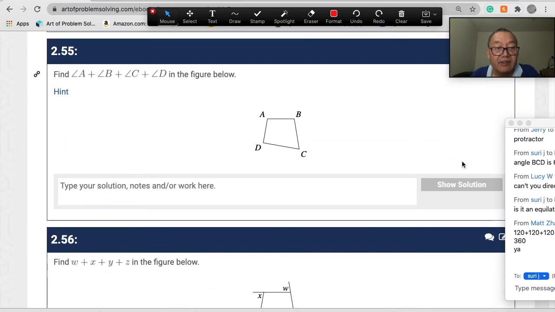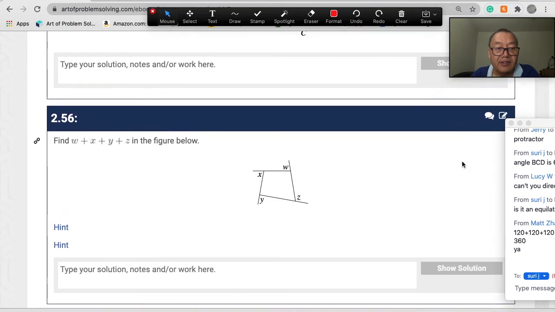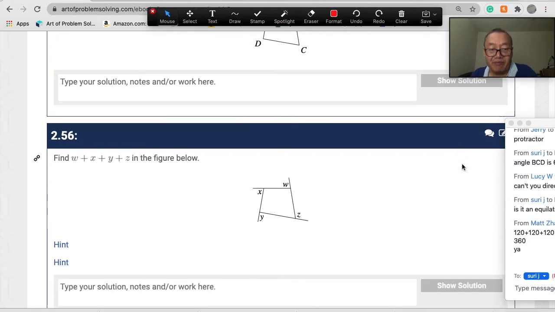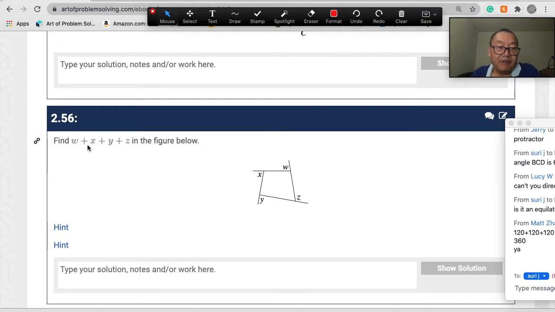Okay. Yeah, this one I think is interesting. Find the sum of these 4 exterior angles. Everybody, do you know this one? This is for a general quadrilateral. Suppose this one is A, this one is B, this one is C, this one is D. What is the sum of these 4 angles? The conclusion is that it also equals 360 degrees.